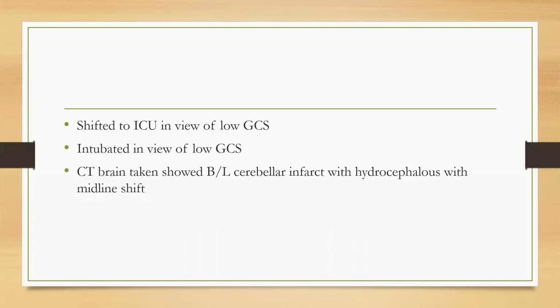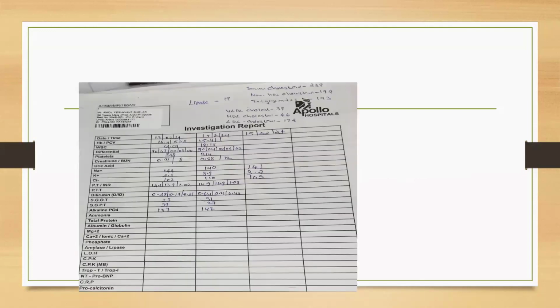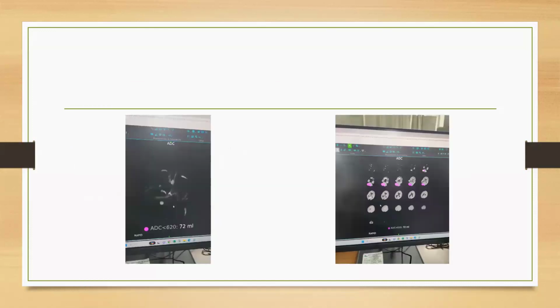The patient was intubated in view of low GCS, and a CT was taken which showed bilateral cerebral infarct with hydrocephalus with midline shift. So these are the investigations of this patient, and this was the MRI. We can see the ADC image, and this pink portion indicates the area of the stroke.